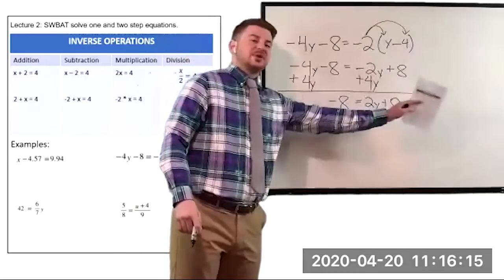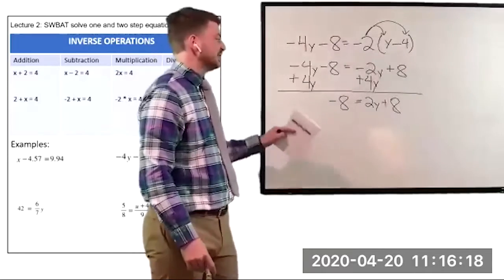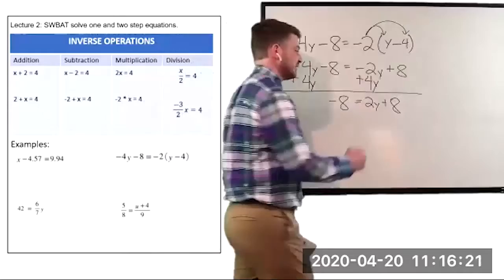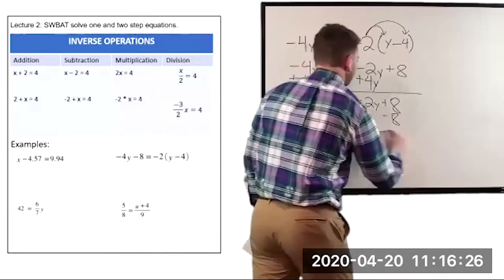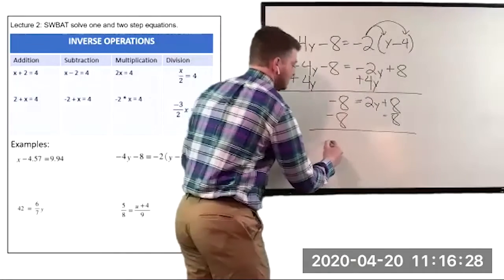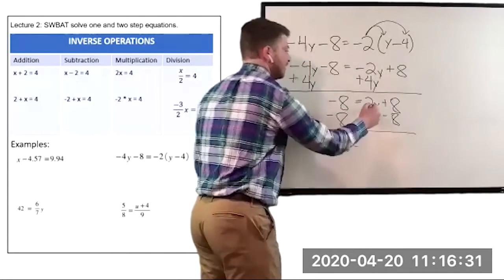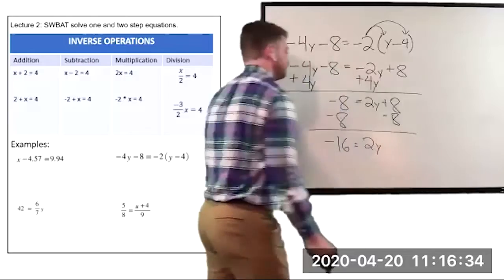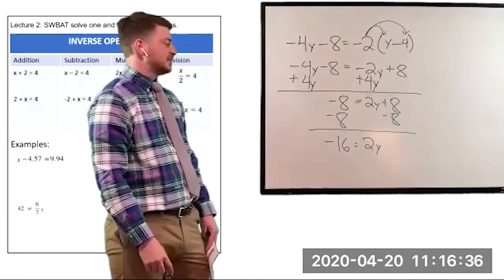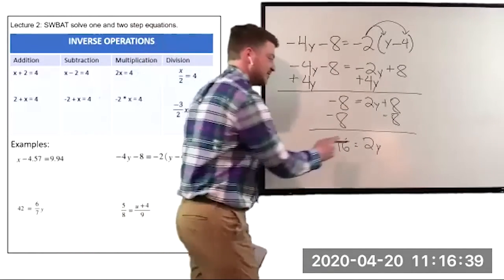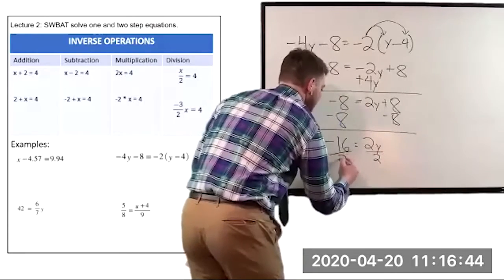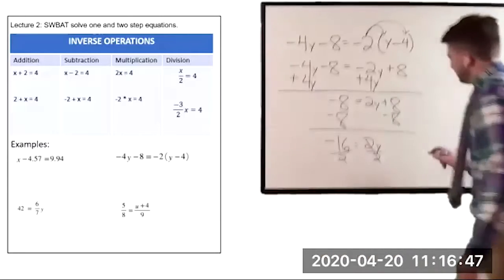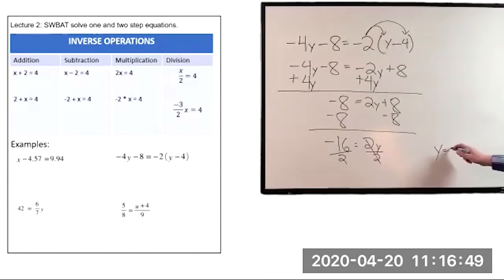So if we moved all of our variables to the right, then that means we'll move all these numbers to the left. The opposite of addition, plus 8, is minus 8. All right. Negative 8 minus 8 is negative 16. And then on this side, we have 2y. So then the last step is going to be divide both sides by 2, because that's the inverse of multiplication. We divide by 2, divide by 2, and we get, I'll write it over here, y equals negative 8.